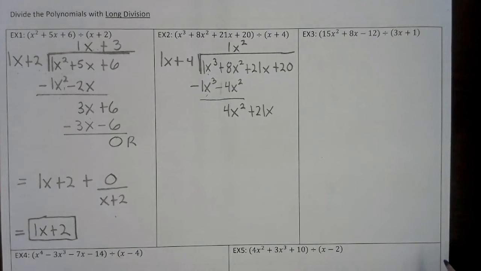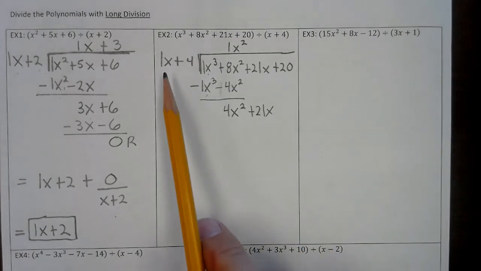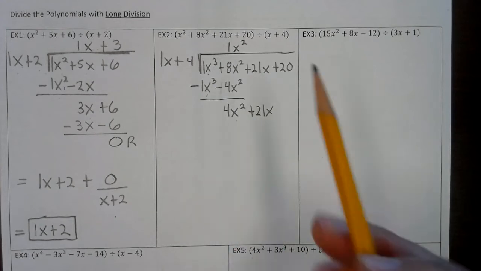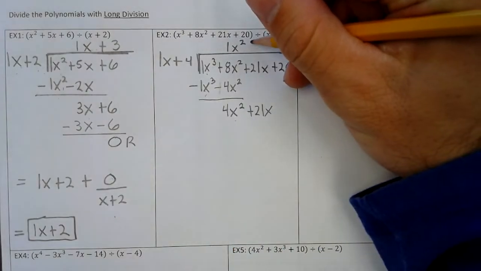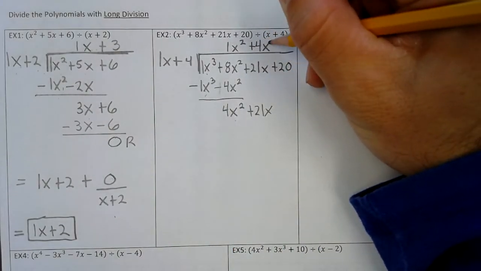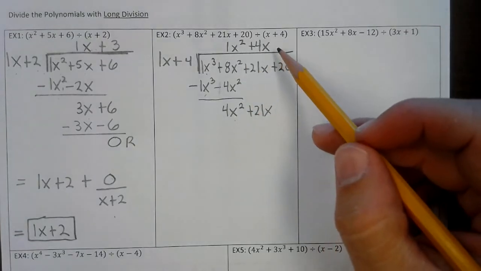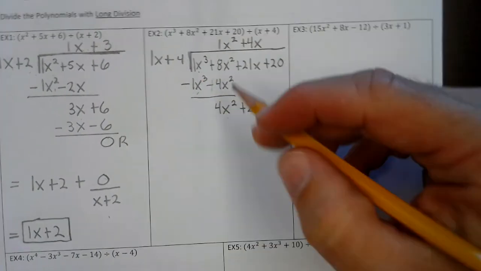Okay. Now we bring down the 21x. And then step 5, repeat the steps. So how many times does 1x go into 4x squared? Well, that is 4x. So plus 4x. Again, notice I'm keeping everything lined up. All the x's, x squared. So now step 2, multiply. 4x times 1x plus 4 is 4x squared.